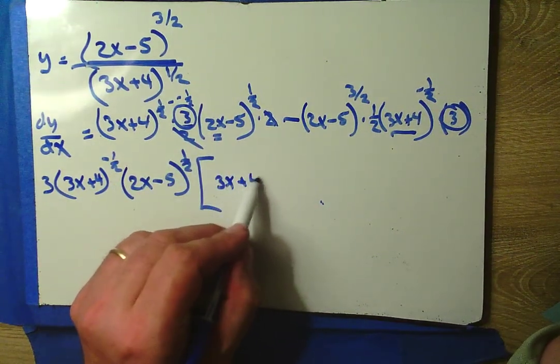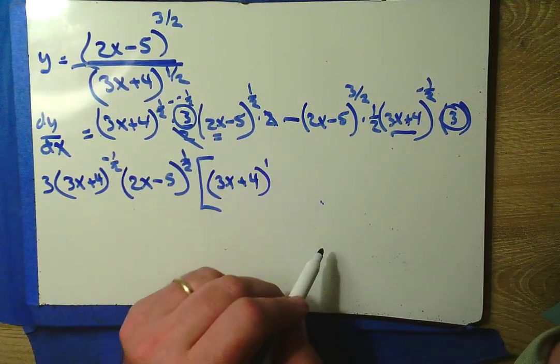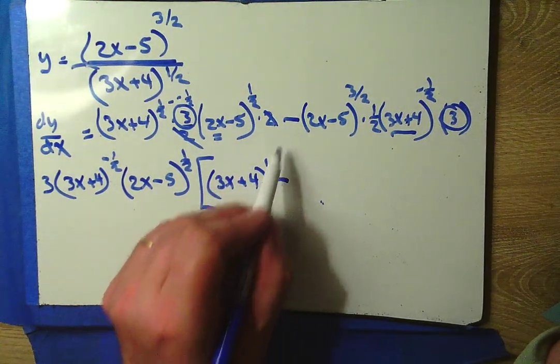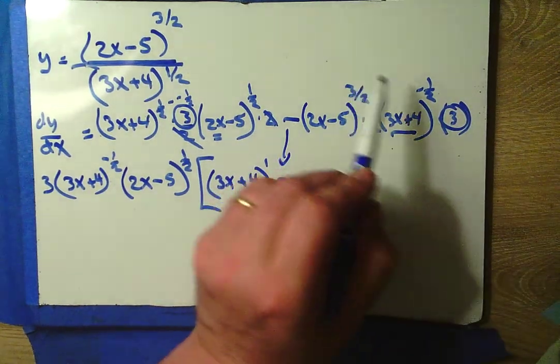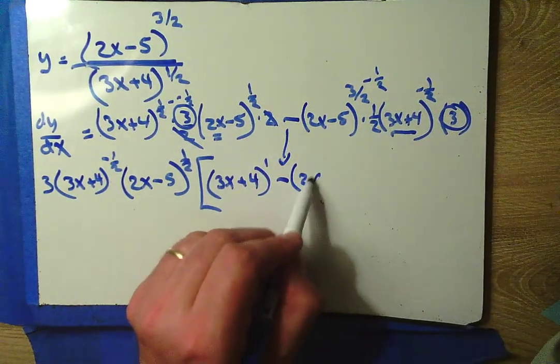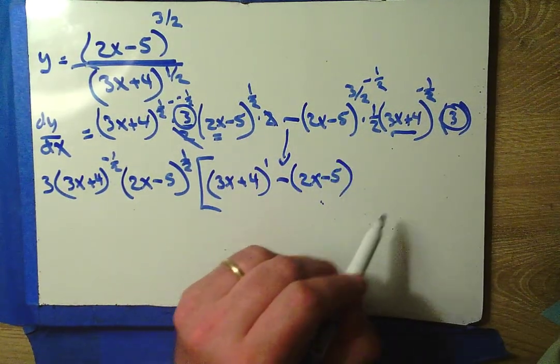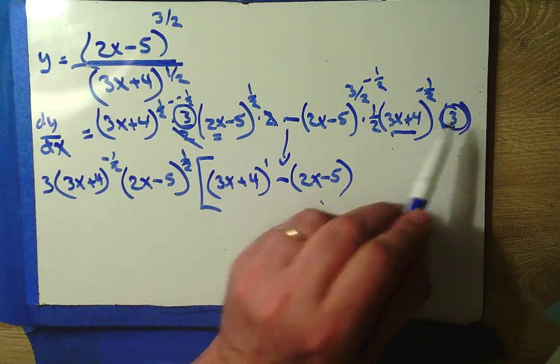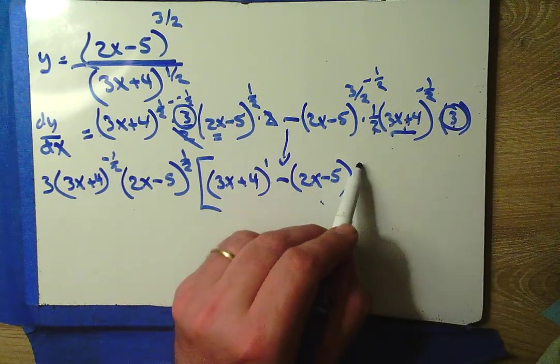So what's left over? Well, these canceled, this was factored out, this was factored out, and we factored a -1/2. So we've got (3x plus 4) to the first. Now we've got our subtraction symbol. We factored a 1/2 out. So we've got a 2x minus 5. We took out the 3. We took out all of this. We still have the 1/2.